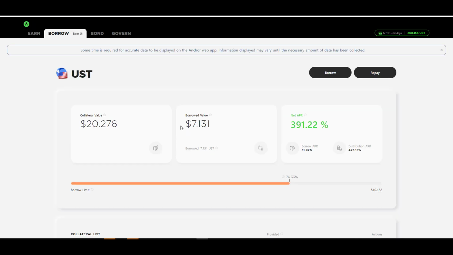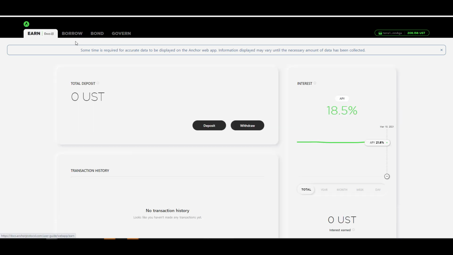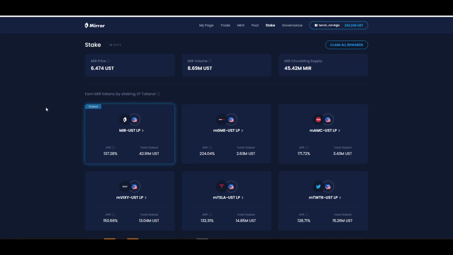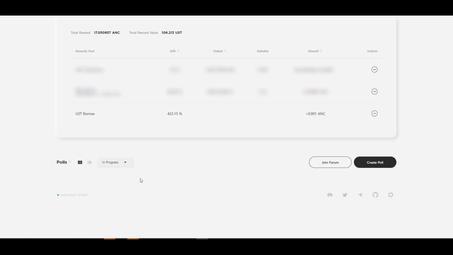Now that I have my borrowed amount, I can do a few things. I can come here to the earn page. I can deposit those funds in here and earn 21.8%. I can come over here to the governance page and be an LP in the ANC/UST pool. Or I could take my funds over to the Mirror protocol and become an LP in one of the pools that's listed here. And if you scroll down when you're on the governance tab at the very bottom, you'll be able to keep track of all your ANC rewards that you're getting as a result of borrowing UST.